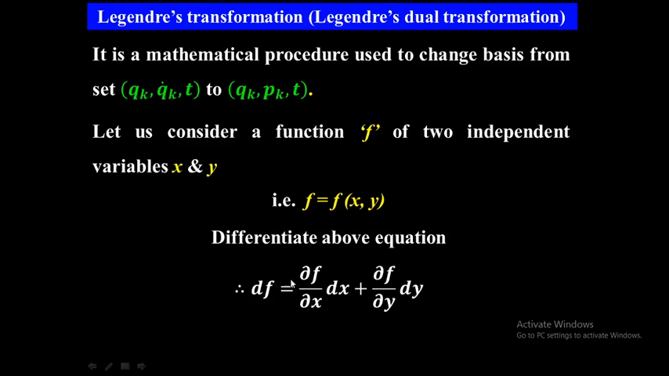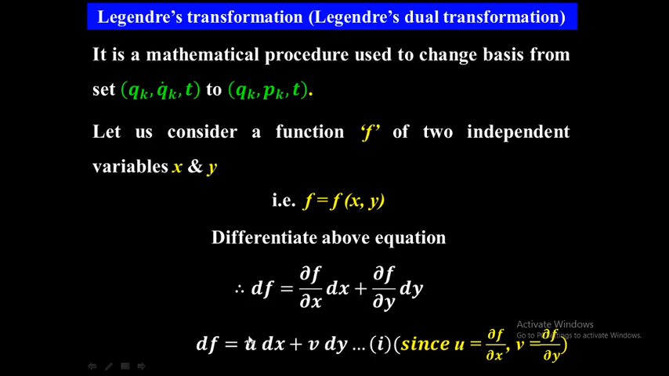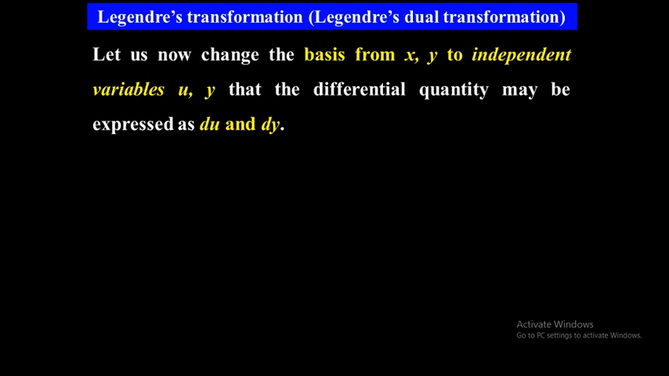Now we consider del f by del x as u and del f by del y as v. So we get df equals u dx plus v dy, since u equals del f by del x and v equals del f by del y. If we change the set of basis from x, y to the independent variables u, y, then the differentials of these independent variables will be du and dy.